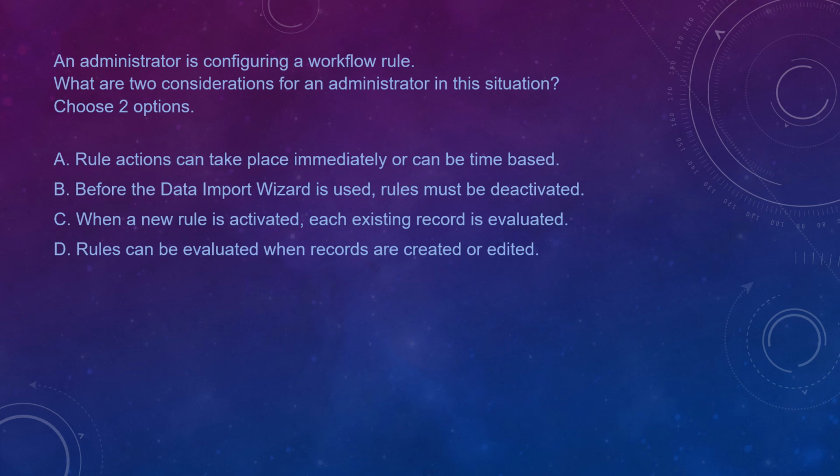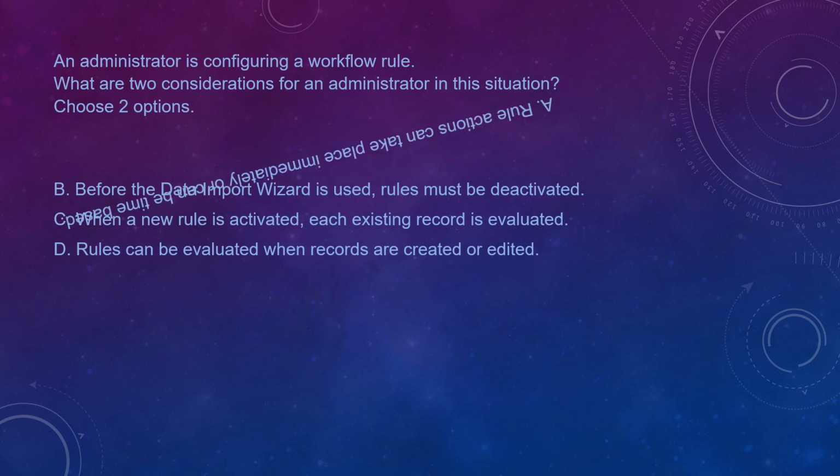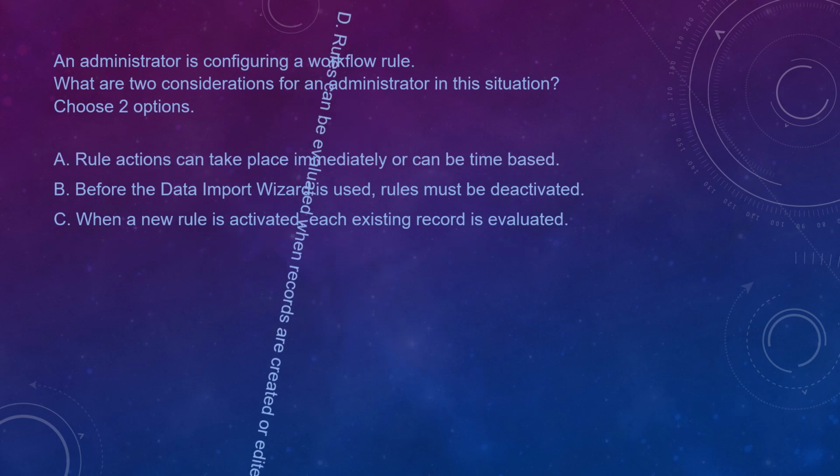So D, rules can be evaluated when records are created or edited. We just talked about this. Yes, when they're edited or created, they will be evaluated. So we have A and we have D.